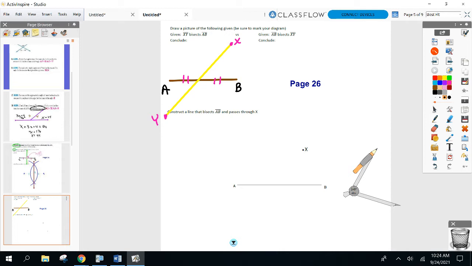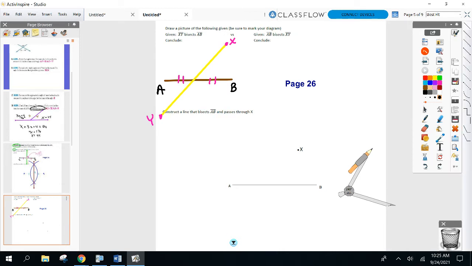All right, flip the script now. Can you draw me AB bisecting XY? Use your same diagram, but the markings are going to go somewhere different. Okay, now AB is bisecting XY. So I'm going to use the same diagram I just used.